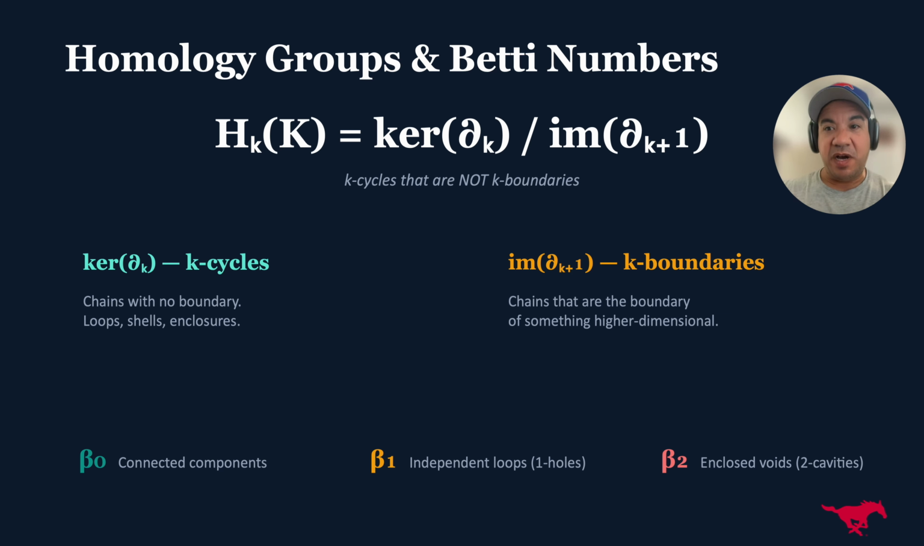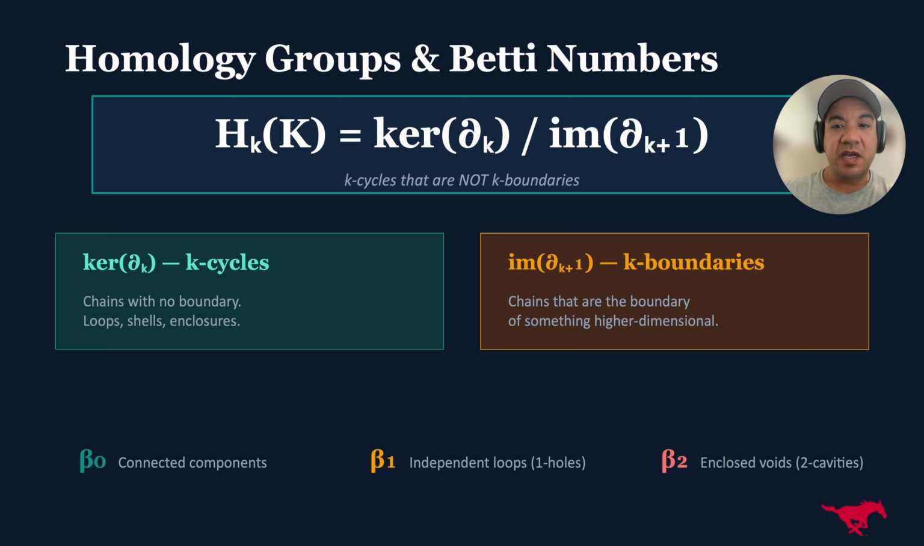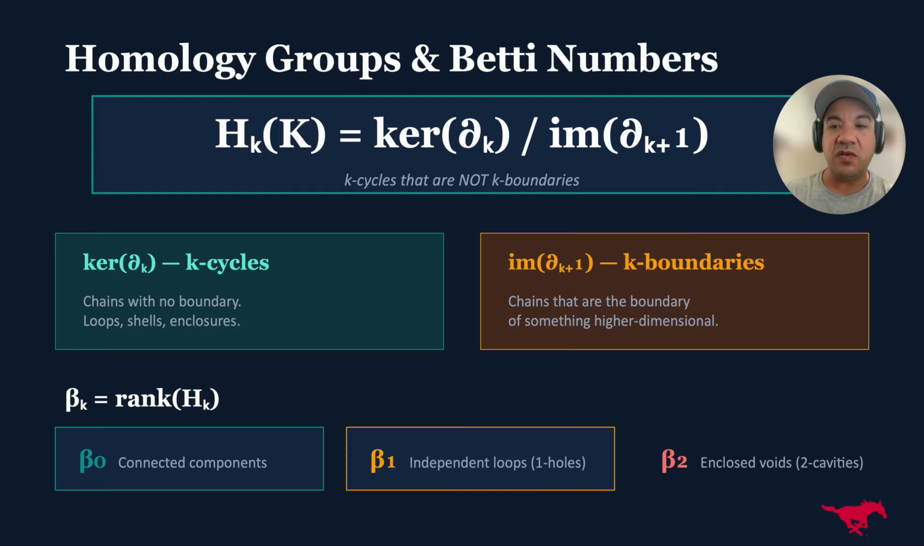Now, with that property in mind, we can define homology. The kth homology group is Hk of K equals the kernel of partial k, modulo the image of partial k plus 1. Let me unpack that. The kernel of partial k, that's everything that maps to 0 under the boundary operator. These are called k-cycles, chains with no boundary. Think a loop of edges that closes on itself.